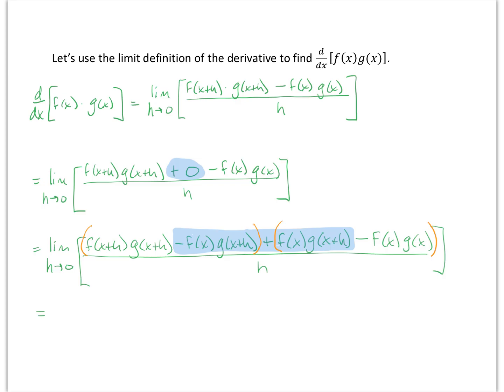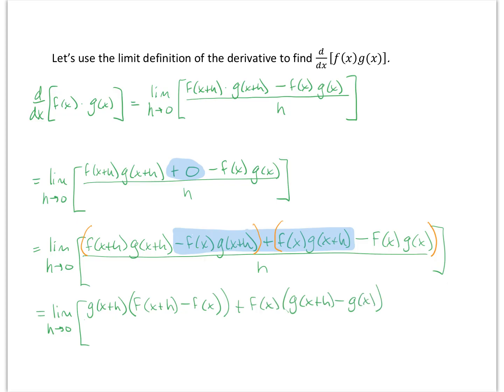So in my limit definition of the derivative, in the first set of orange parentheses, the common factor is g of x plus h. So I'm going to pull that out. And what's left is f of x plus h minus f of x. And then in my second set of orange parentheses, there's a common f of x in both terms. So I'm going to pull out the f of x. And what's left is g of x plus h minus g of x. And this is all over h.